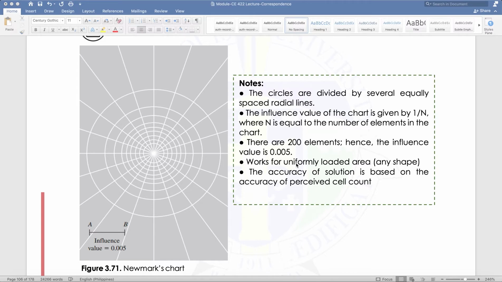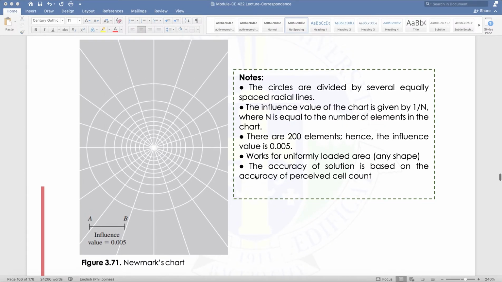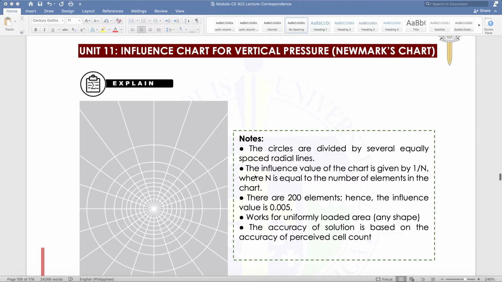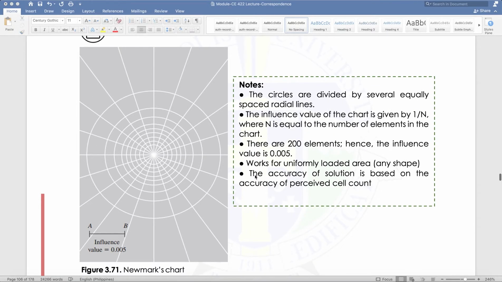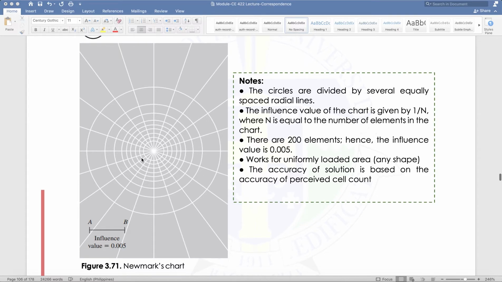Now, next, work for uniformly loaded area, any shape. So for any discussion that we had here in module 3 that are uniformly loaded area, then we can use Newmark's chart or the influence chart in solving for our delta sigma z. And the accuracy of the solution is based on the accuracy of the cell count. So mamaya mas magigets natin yan.